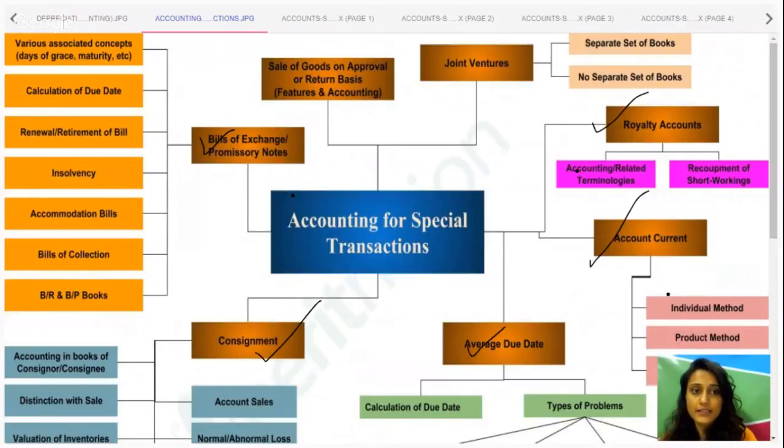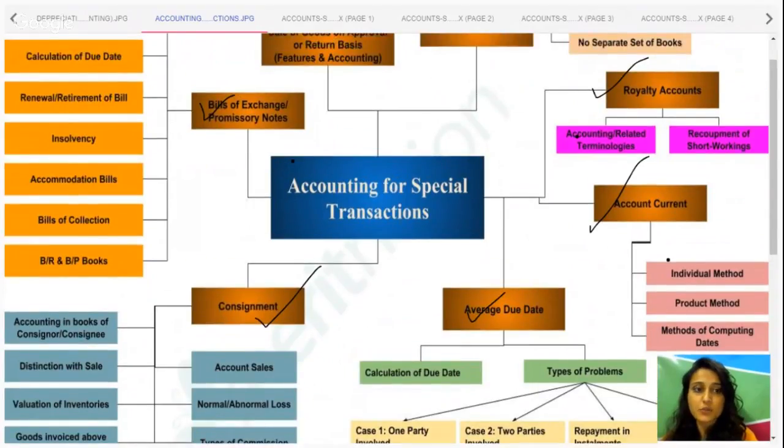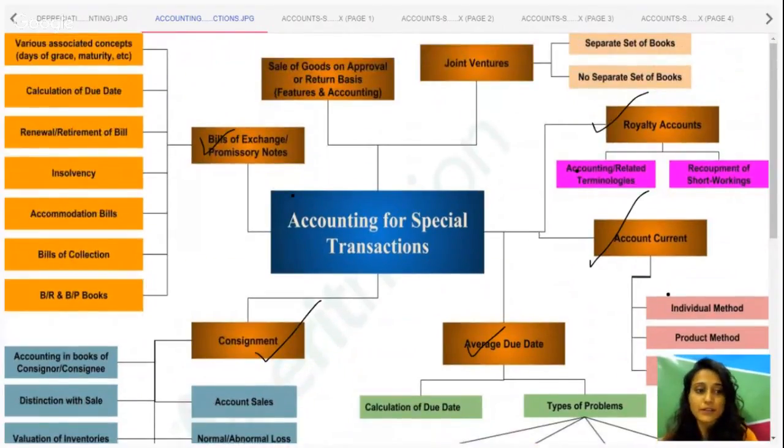And take a little look at the mind map and see if everything is clear to you. Please download the mind map for your help. Yes, bills of exchange is a very simple chapter, but I see a lot of students getting confused with this chapter. So be sure of everything before you actually sit for your exam. Okay.